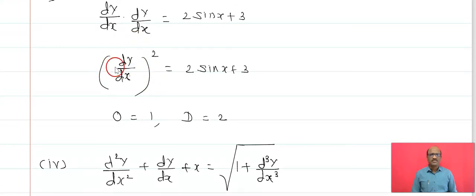कितव्यांदा डेरिव्हेटिव्ह काढला याचा? It is differentiated the first time, therefore the order is 1. And what about its exponent? Its degree is 2. Therefore its degree is 2.